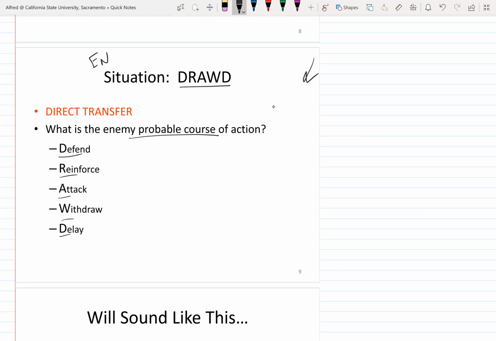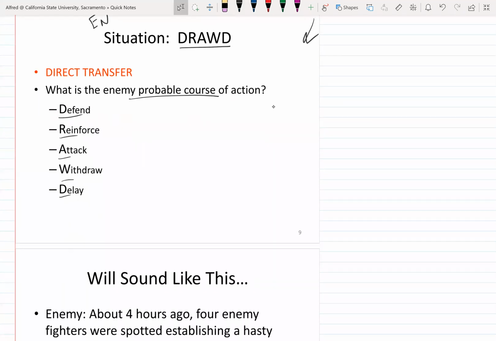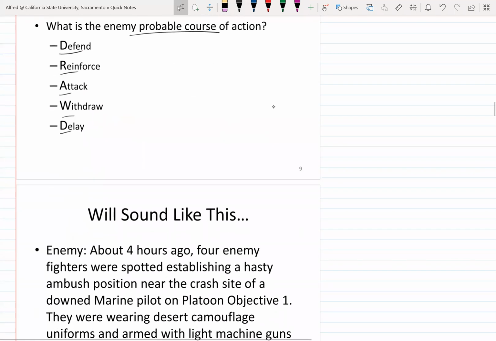So if you're fighting a group of terrorists in Iraq, they're probably not going to defend and attack. They're probably going to delay you and withdraw, and they're not going to reinforce because they don't have a well organized structure. So you see what I'm saying? It's important because you don't want to plan for one and then the opposite ends up happening. But although you should be prepared for both.